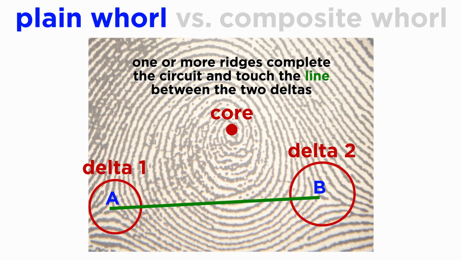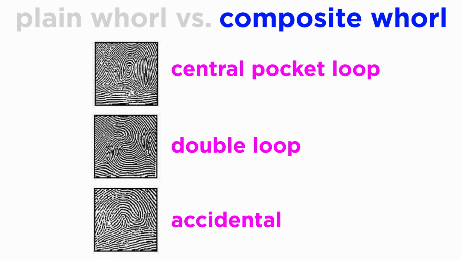If we label both the delta points in this impression as point A and point B and draw a line AB, at least one ridge recurving into a circle will touch the line AB. On the other hand, composite whorls can be subdivided into a central pocket loop, a double loop, or an accidental pattern. Let's look at them individually.